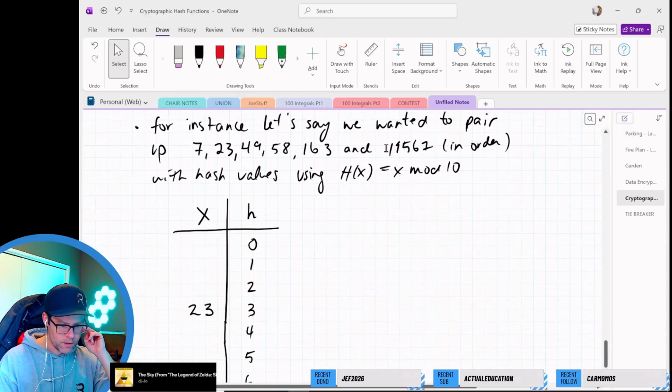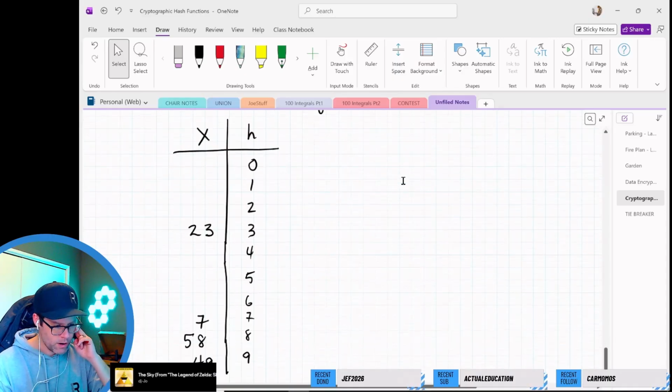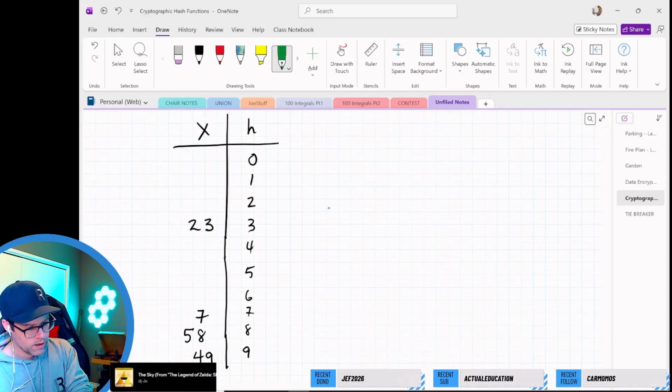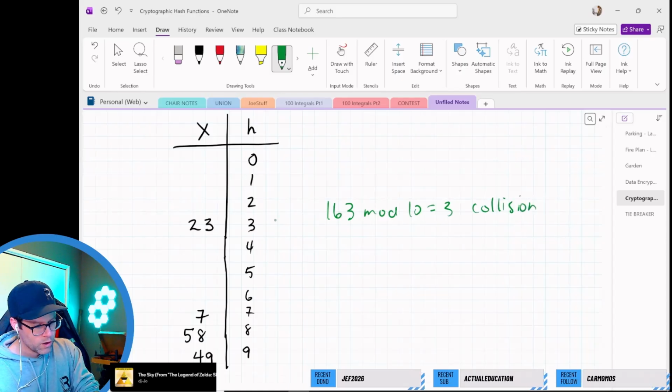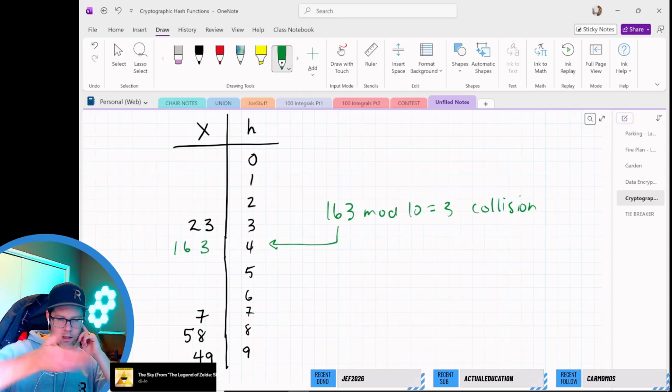163 goes in, 3 comes out. So here's where we run into our first collision. 163 mod 10 is equal to 3. We get a collision. So all we're going to do is go down to the next spot and put 163 down here. We're going to save it in the next possible open slot inside of our database table on the right-hand side.